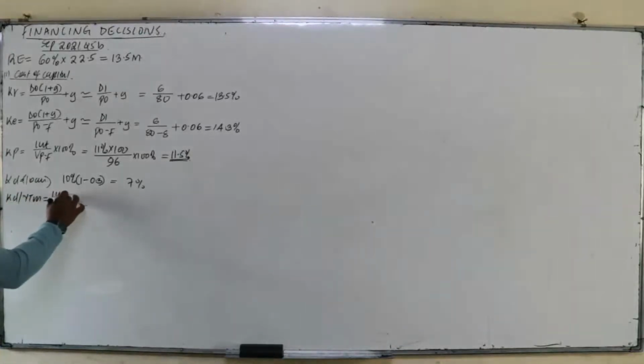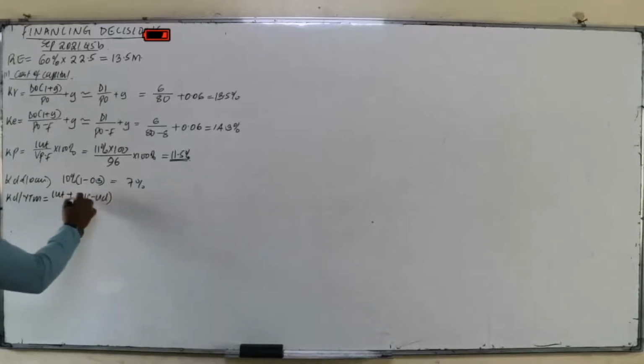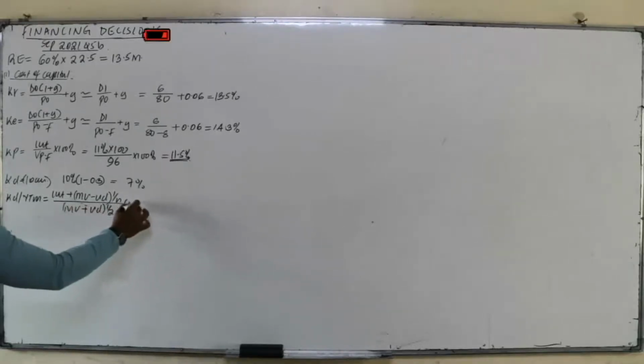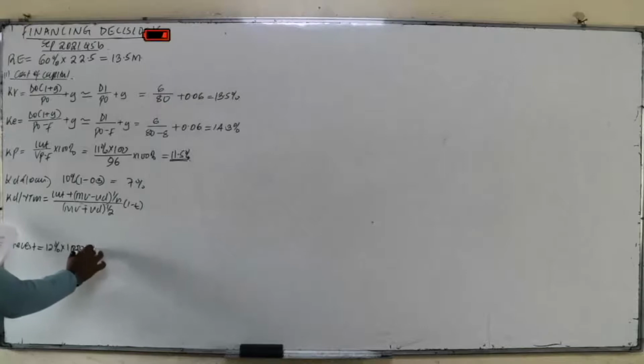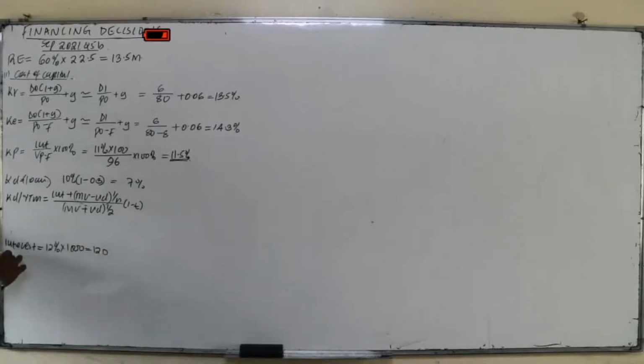So that you take the interest plus maturity value minus the value of the debt, 1 over n, divided by maturity value plus the value of the debt, you get the average, times 1 minus T. And we have the interest. The coupon interest rate is 12% per annum, so we'll take 12% of the par value. The par value is 1,000 per bond, so we'll get 120. The maturity value is the same as par value, of which we're given it's 1,000. We also need the value of the debt.